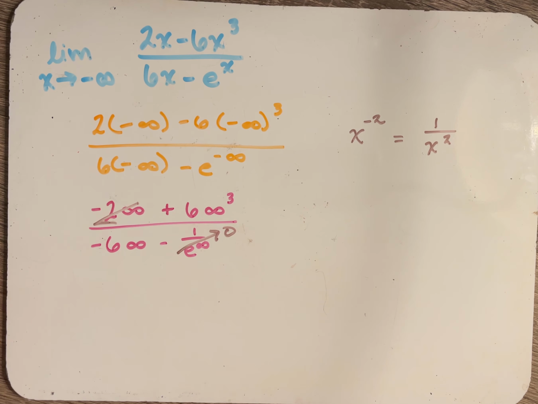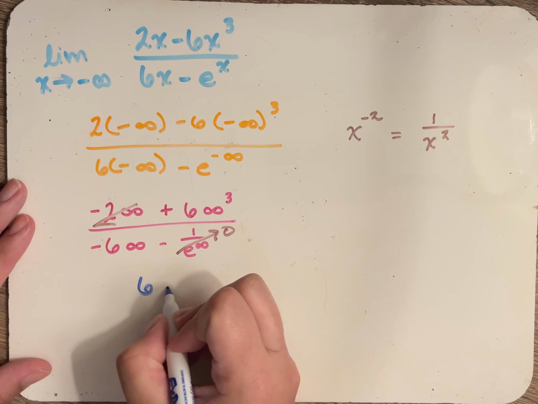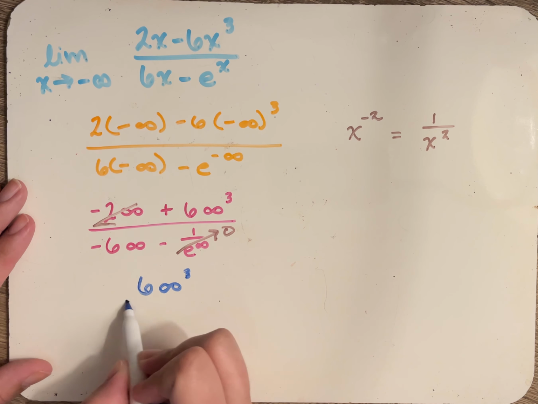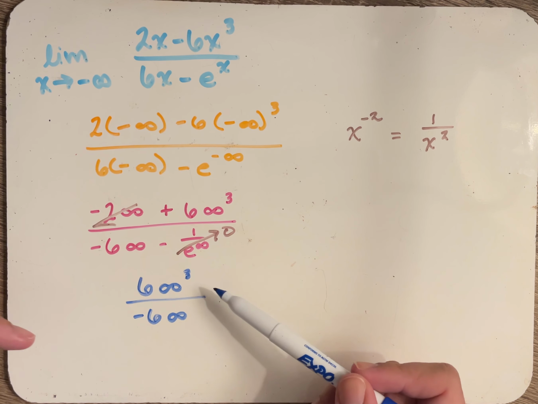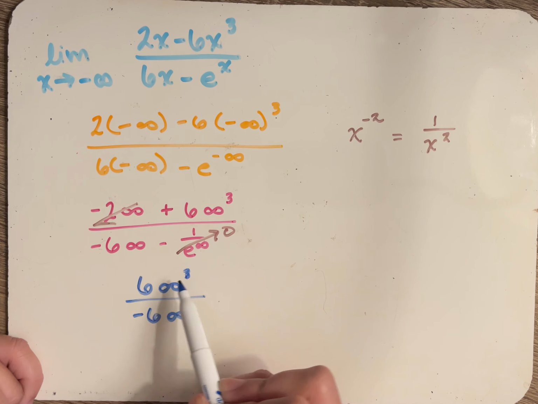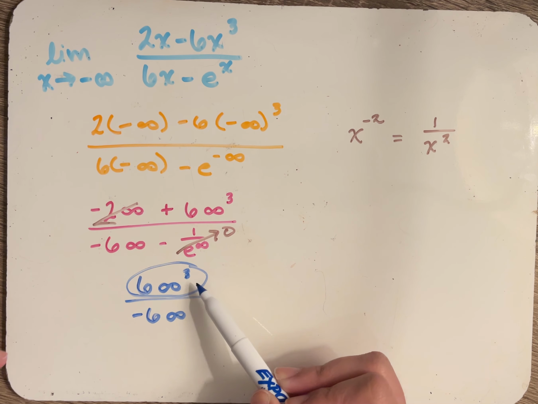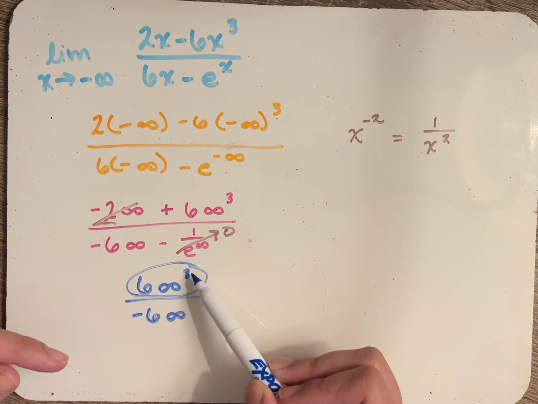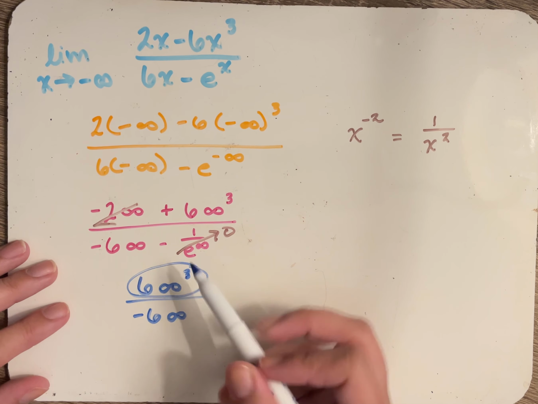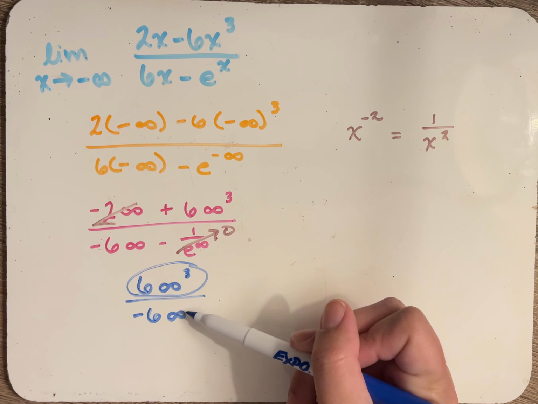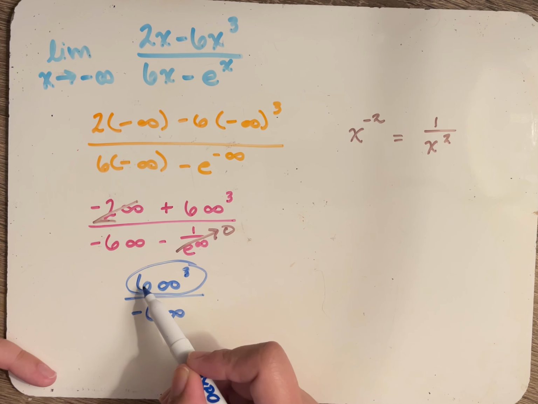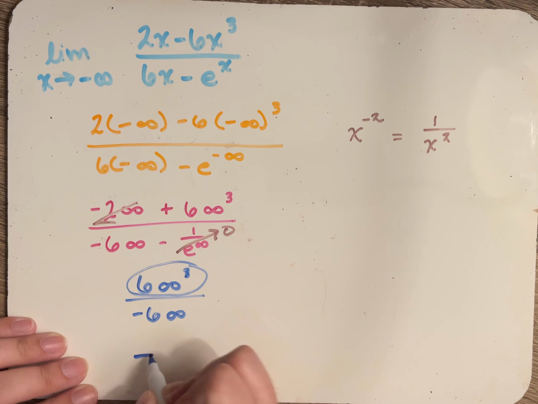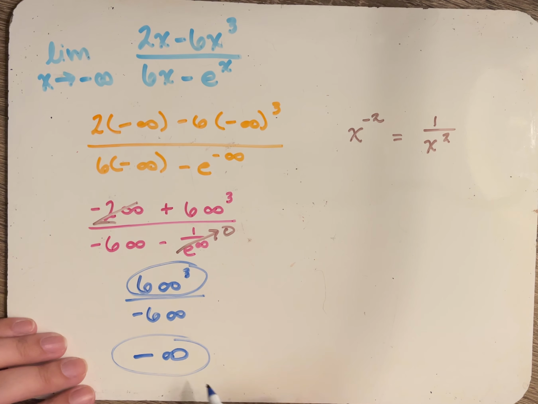So now let's simplify this a little further. I have 6 times infinity to the third power over negative 6 times infinity. So which of these is having a greater impact? Infinity to the third power. So the numerator has a greater impact. So that means since the numerator is larger, we are in fact approaching, if I look at just infinity cubed over infinity, those are kind of simplifying out to be infinity. But then because I have a positive over a negative, 6 over negative 6, that will simplify to just negative infinity as my answer.